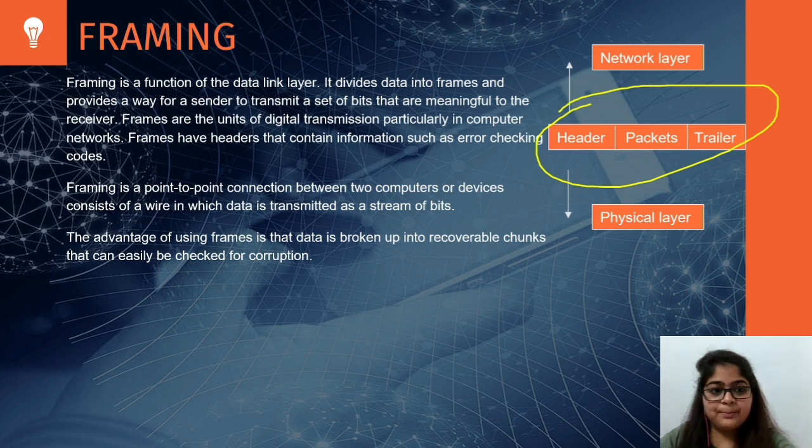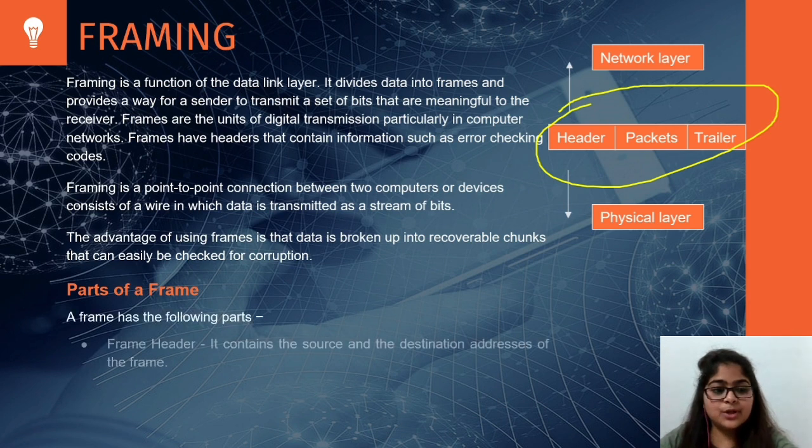So this is a frame. Framing is a point-to-point connection between two computers or devices consisting of a wire in which data is transmitted as a stream of bits. The advantage of using frames is that the data is broken up into recoverable chunks that can easily be checked for corruption. Now let us see the parts of frame.